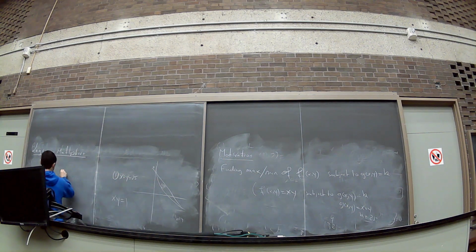What is the answer then? 25 minus x. Where is the maximum here? The maximum is at x equal to 12.5, right? Max at x equals 25 over 2, right?